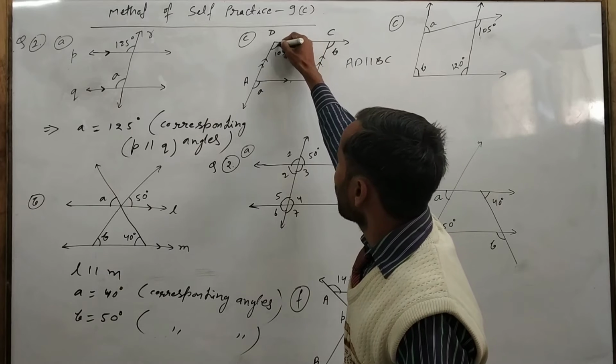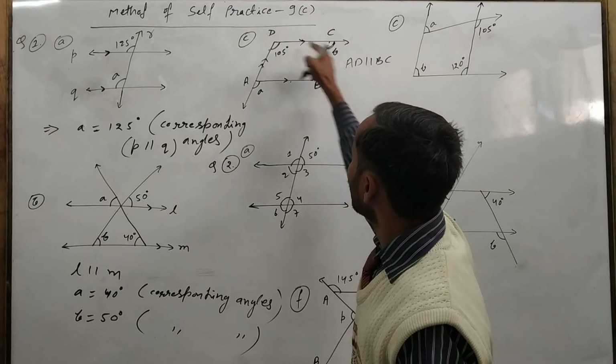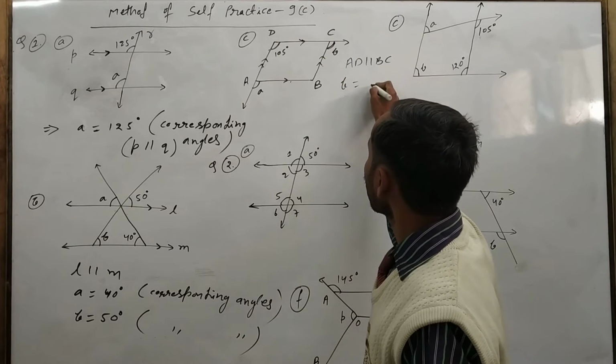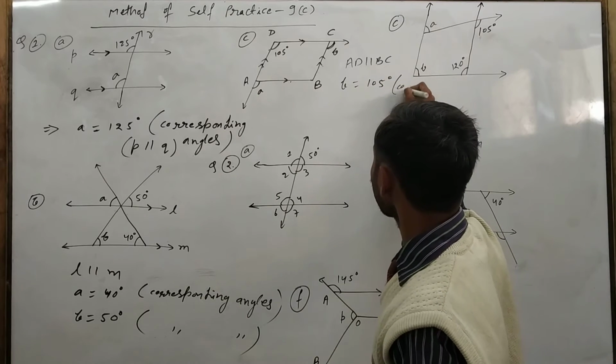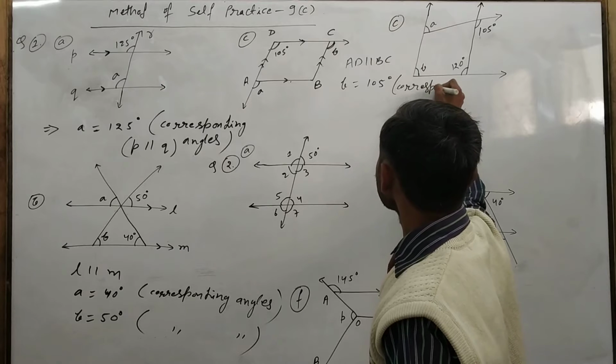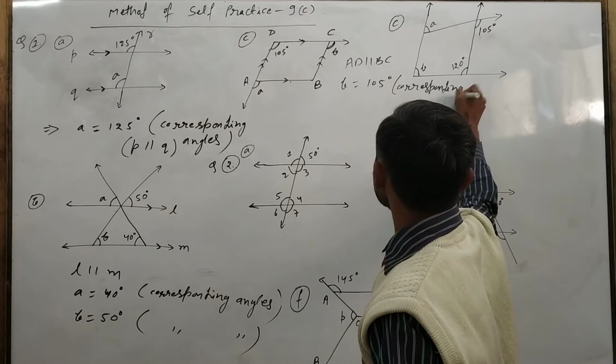So it has formed corresponding angles. So B is equal to 105 degrees. The value of B is equal to 105 degrees. The reason will be the same here, corresponding angles.